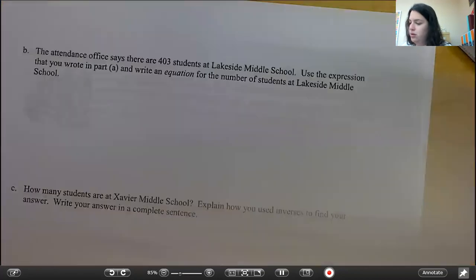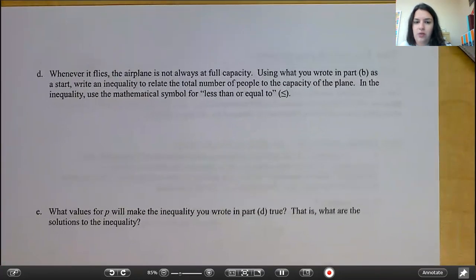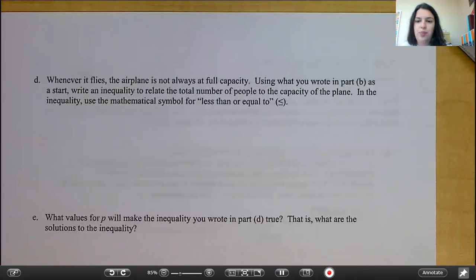Moving on to part D. Whenever it flies, the airplane is not always at full capacity. Using what you wrote in part B as a start, write an inequality to relate the total number of people to the capacity of the plane. In the inequality, use a mathematical symbol for less than or equal to. So it's telling you exactly what inequality symbol to use. So go ahead and try this.